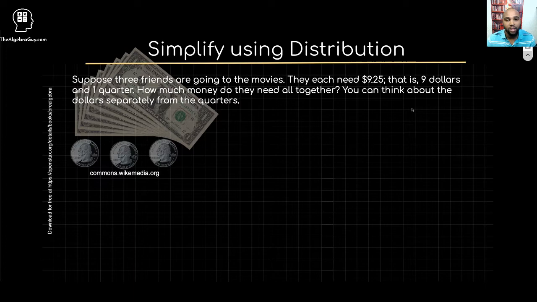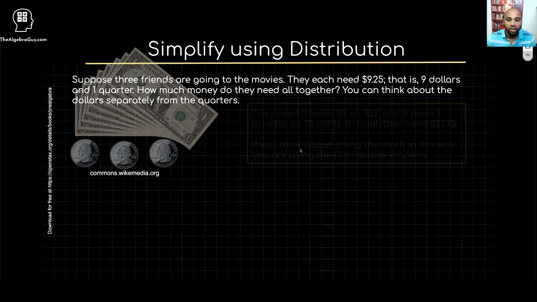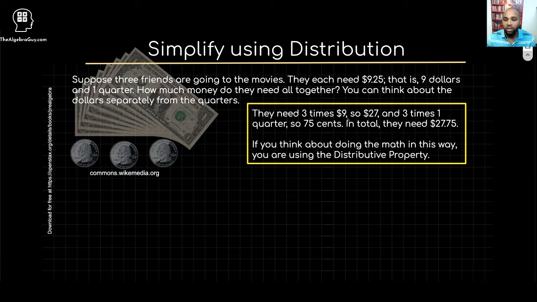So let's start off by thinking of this situation. Suppose you have three friends who are going to the movies. They each need $9.25 to go to the movies. How much do they need all together? You can think about the dollars and quarters separately. One way you can think about that is they need 3 times 9, which is 27, and 3 times a quarter, which is 75 cents. So in total, they need $27.75.